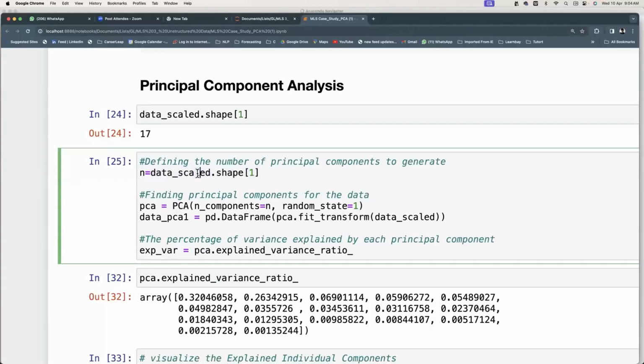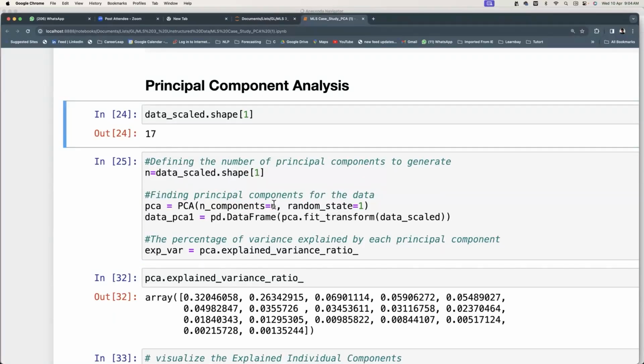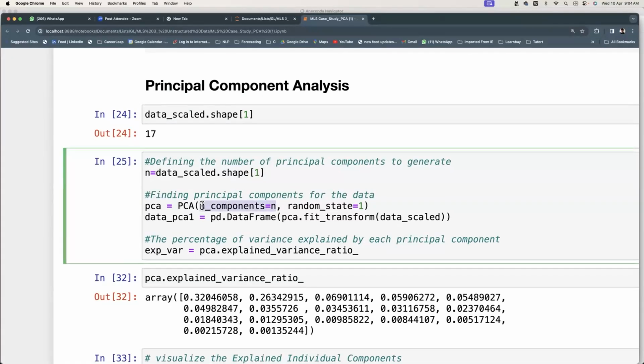data dot scaled, the transform data. In that shape, I will get the shape, and out of the shape, I will get number of records and number of columns, right? When I do shape, I only want columns. That is why I'm selecting square bracket 1. This will give me only the columns information, which are 17 columns. So number of components initially are 17.